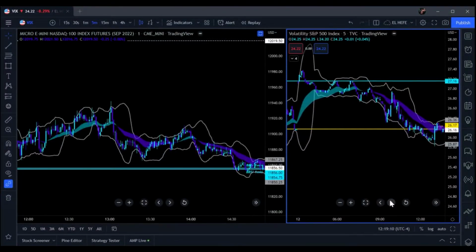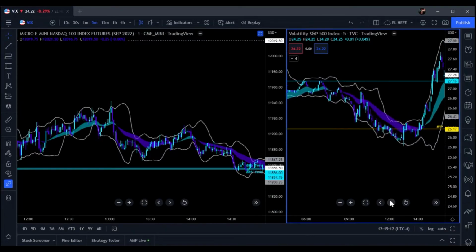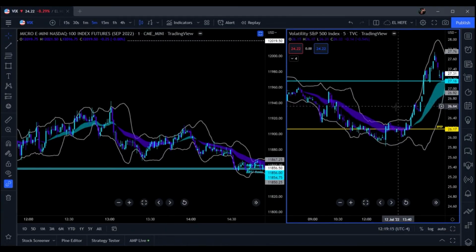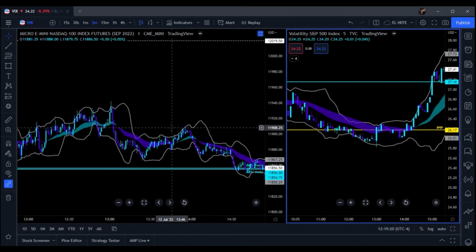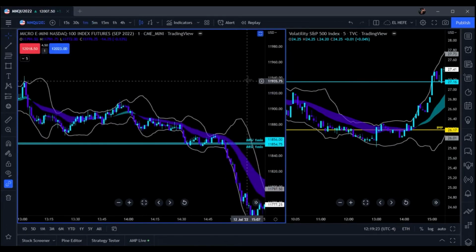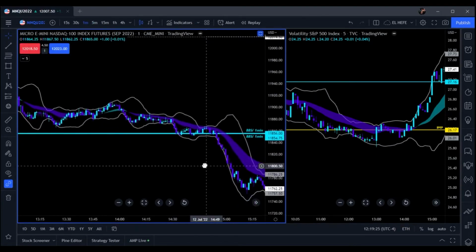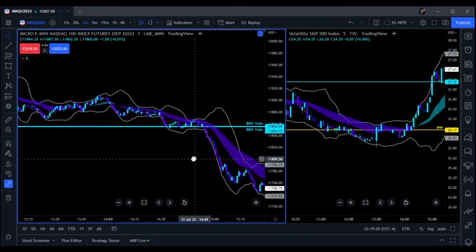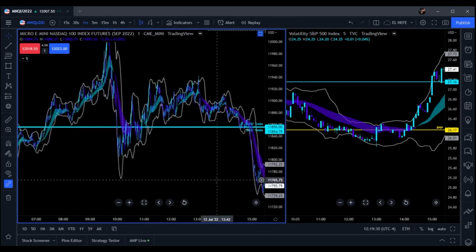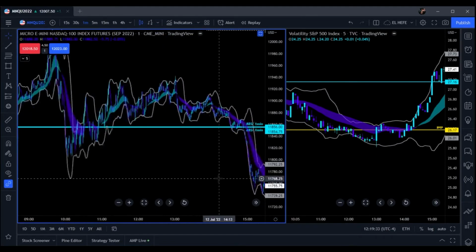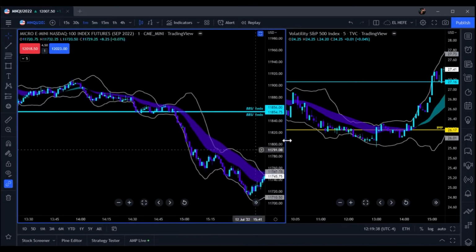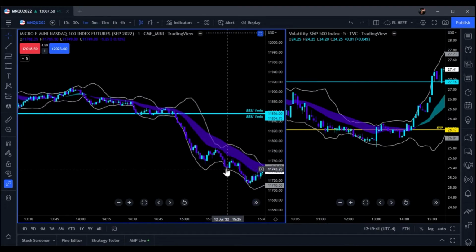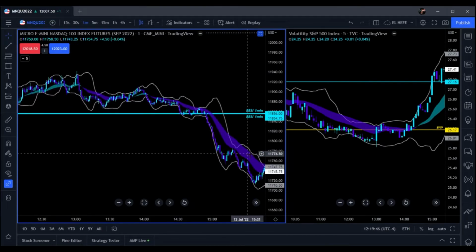And the next opportunity is going to be right here at, what is this? 1520. I ain't got nothing. Yeah, I ain't got anything. I don't have a BB setup. Like, I don't have anything to go short right here.